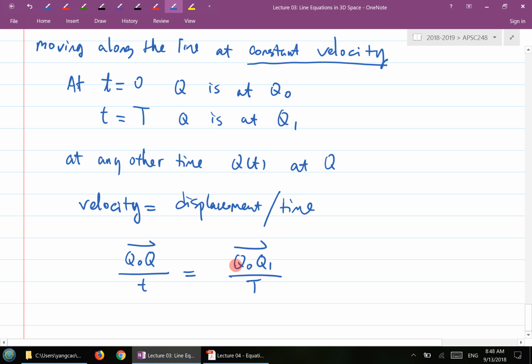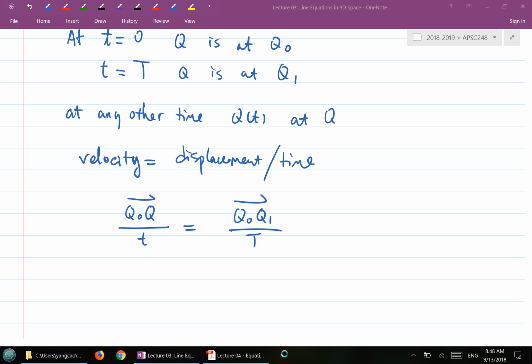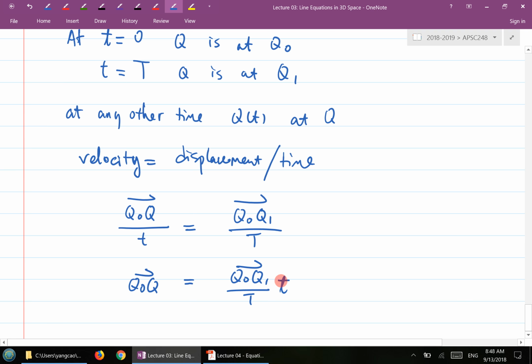So now it's time to plug in all the known conditions. Okay, so let's plug in all the known conditions here. Before I plug in the known conditions, I'm going to multiply the small t to the right side here. All right, so that gives me Q0Q equal to Q0Q1 over capital T times small t.